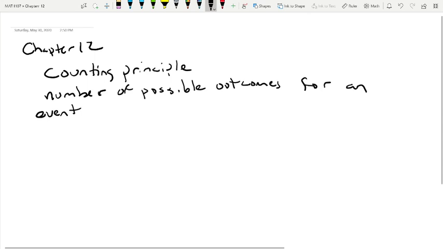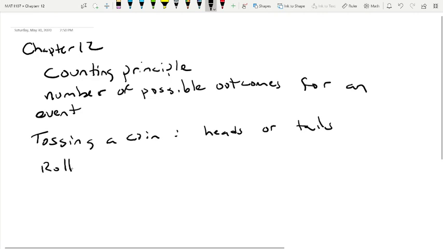So you think in terms of tossing a coin. The outcomes are either heads or tails. You think in terms of rolling a die. The outcomes are the numbers from 1, 2, 3, 4, 5, and 6.